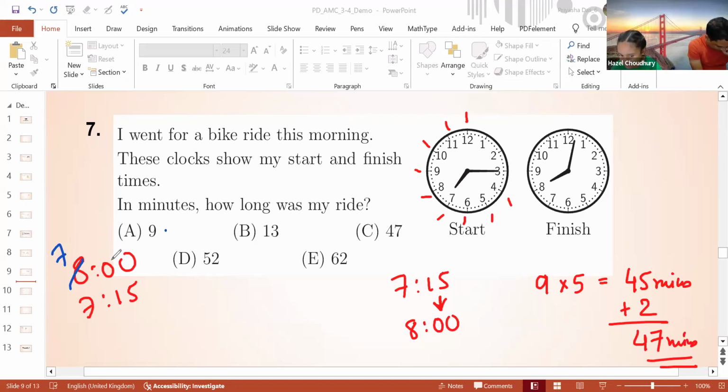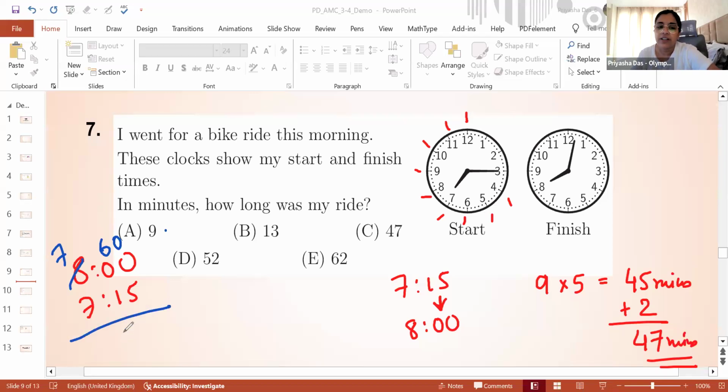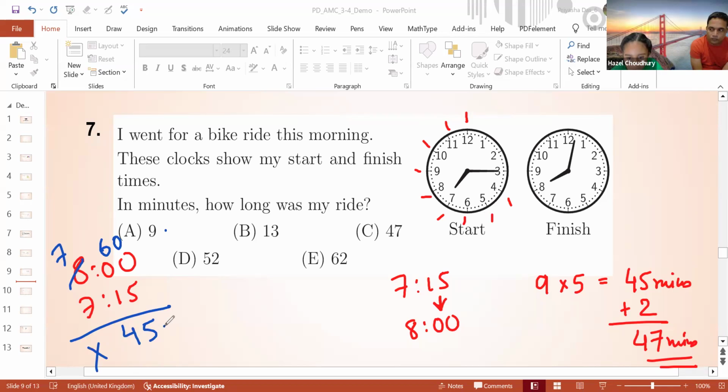1 hour has 60 minutes. So that's 60 minutes transferred here. And now you have to subtract 60 minus 15. That gives you back 45. Correct? And then 70 minus 0... so it's just 45 minutes.